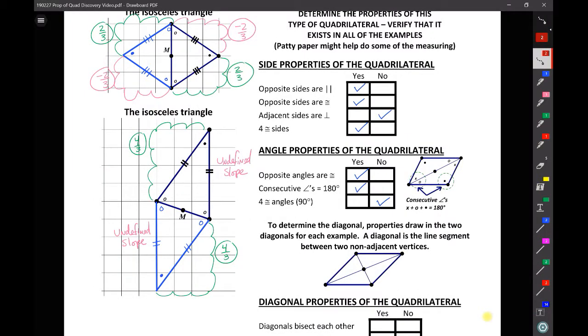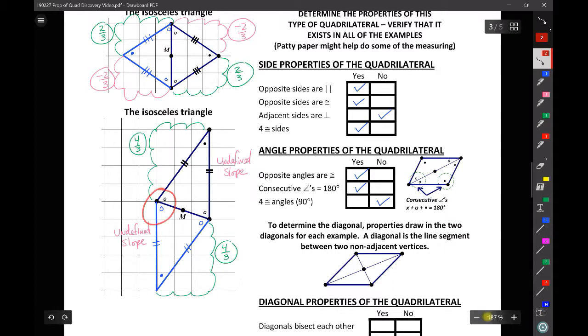So opposite angles are congruent. That's a yes. You can see that, right? So then we've got a solid dot and a couple of hollows, and that is actually modeled in the other ones as well. So our opposite angles are congruent. Again, our consecutive angles are adding up to 180 degrees.